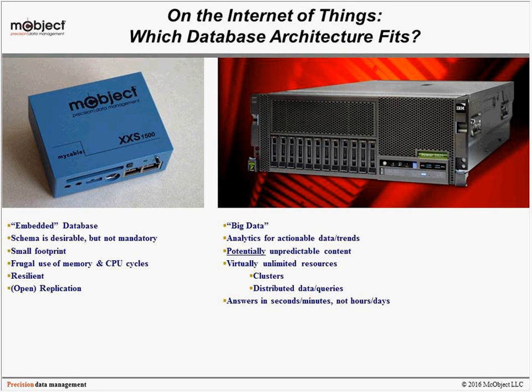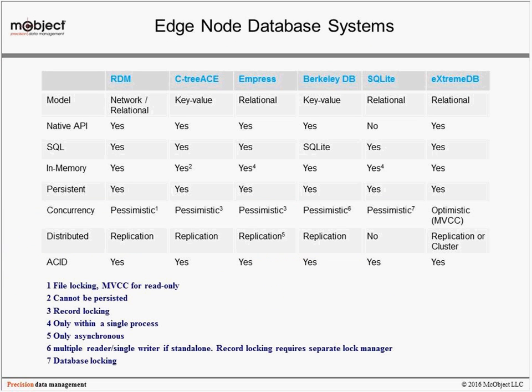So we're going to do a little survey of some databases that are suitable for edge node database systems. So the ones I've got on the screen here are RDM from Raima, c-treeACE from Faircom, Empress from Empress, and BerkeleyDB from Oracle, and the SQLite database, which is in the public domain, and our own eXtremeDB. And then I've got a number of attributes going across the rows here. So the first one is the database model that is supported.